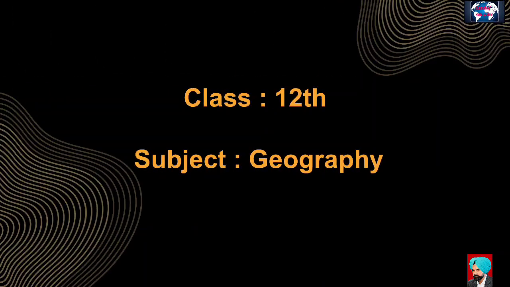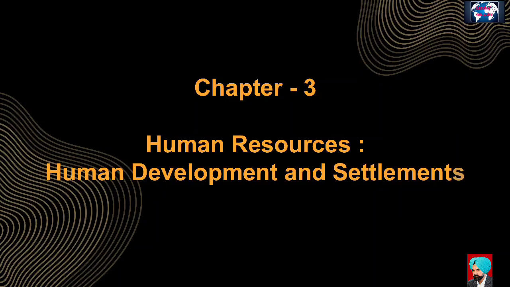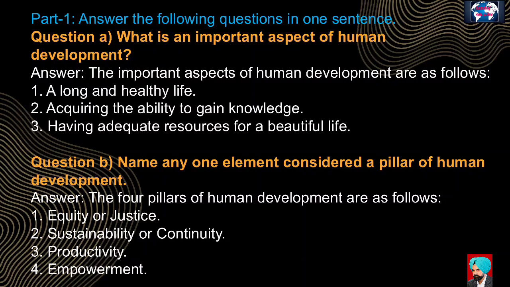Class 12th. Subject: Geography. Chapter 3: Human Resources, Human Development and Settlements. Part 1. Answer the following questions in one sentence. Question A. What is an important aspect of human development?